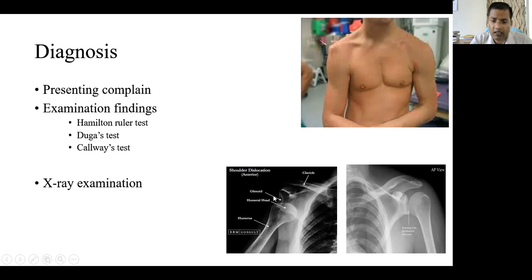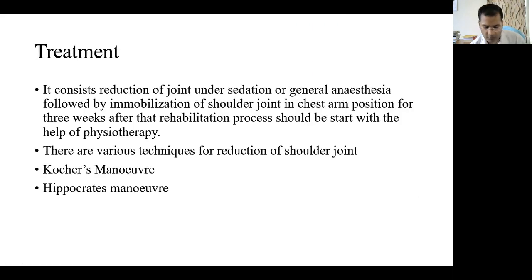By ordering this x-ray, it is better to order both AP as well as lateral views, so you can easily diagnose the anterior as well as the posterior dislocation of the shoulder joint. Now comes the treatment. If you have a patient with shoulder dislocation, you must reduce it as early as possible, and closed reduction is possible under sedation or general anesthesia. Some manipulations are required.